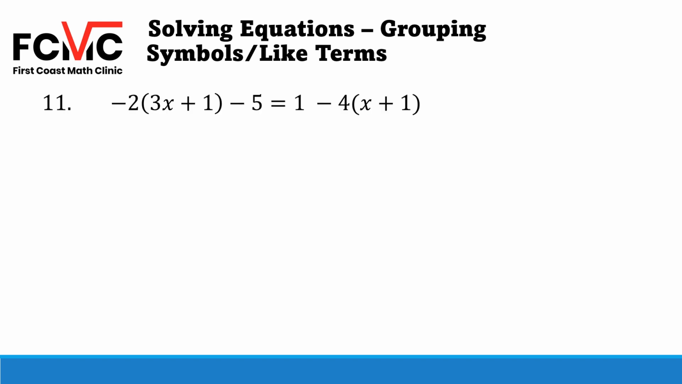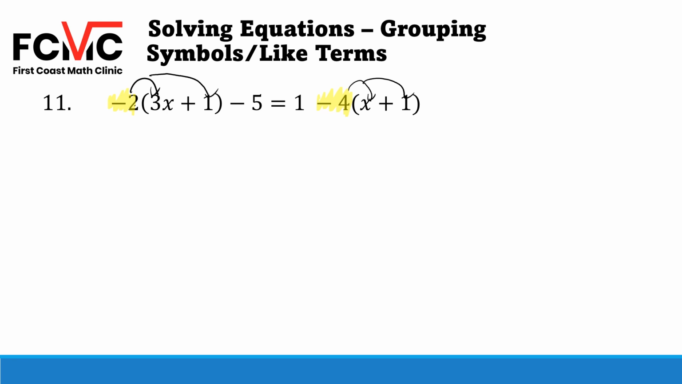All right, last example, number 11, we're combining grouping symbols with like terms. So we've got negative 2 times the quantity 3x plus 1 minus 5 equals 1 minus 4 times the quantity x plus 1. So let's get rid of our parentheses and work with our grouping symbols first. So I'm going to distribute the negative 2 in the parentheses, and I've got to distribute the negative 4.